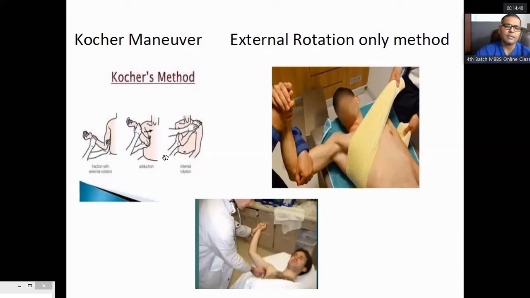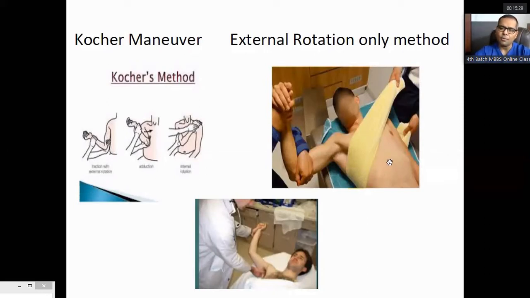This method has been found to be associated with a higher number of fractures as well as neurovascular injury, typically during the adduction and internal rotation phase. When there is inadequate external rotation, the head does not come anterior to the glenoid, and when it comes to the anterior aspect of the glenoid, adduction and internal rotation lever the head into the glenoid socket, and during this maneuver sometimes there will be a fracture. So recently this external rotation only method is getting more popular, in which the patient can be supine.